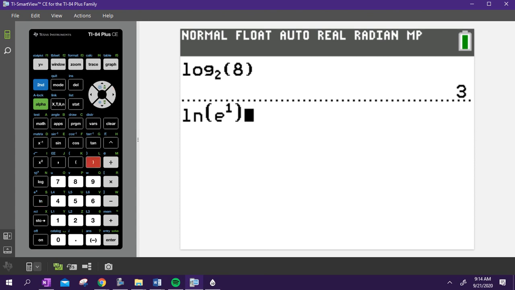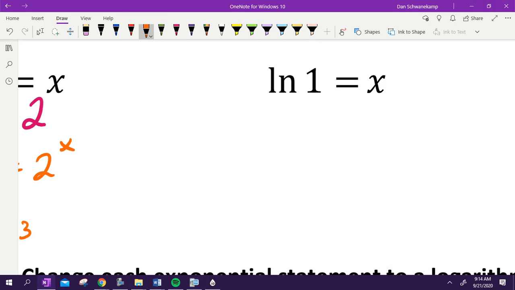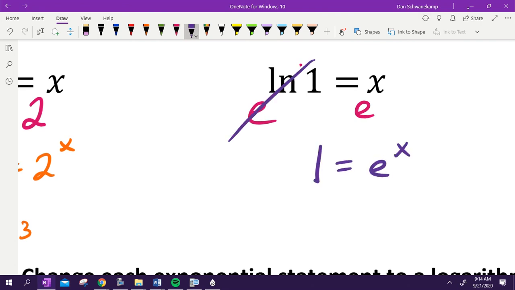So if I put them together, what's going to happen when I do e and natural log of each other? They cancel, and they just get you whatever number you have. So natural log of 1 is equal to x. I want to get rid of natural log, so I'm going to do the inverse, which is an exponential function. I'm going to raise both sides to a base of e. e and natural log are going to cancel. So I get 1 equals e^x. e to what power is going to get me 1? 0.